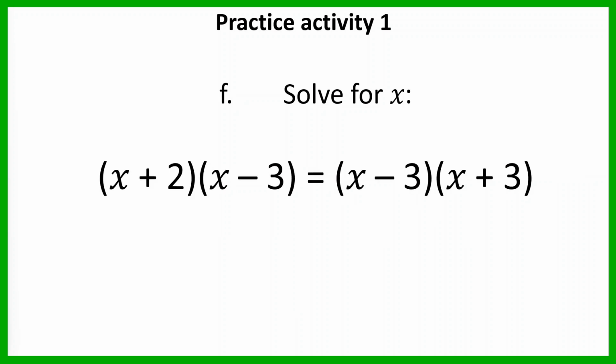For question F, we've got in brackets x plus 2 multiplied by x minus 3 in new brackets. That's equal to x minus 3 in brackets multiplied by x plus 3 in brackets. I'm going to give you 1 minute to solve this equation.